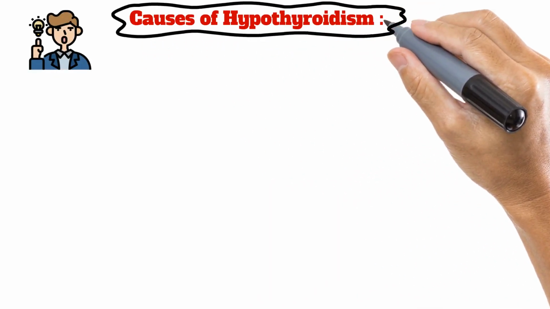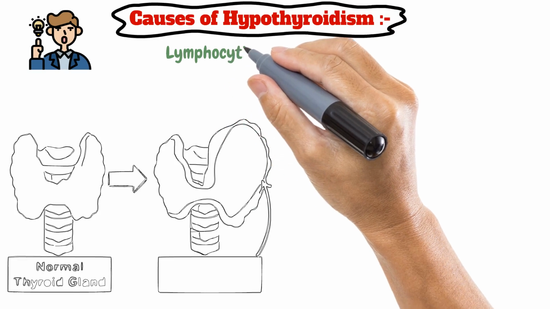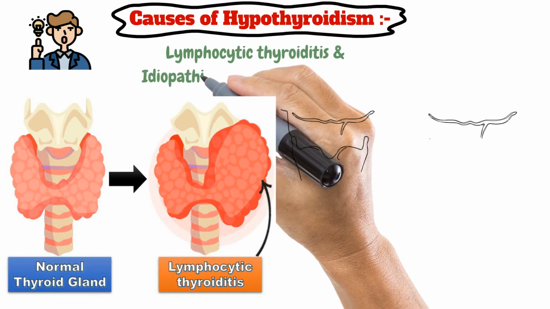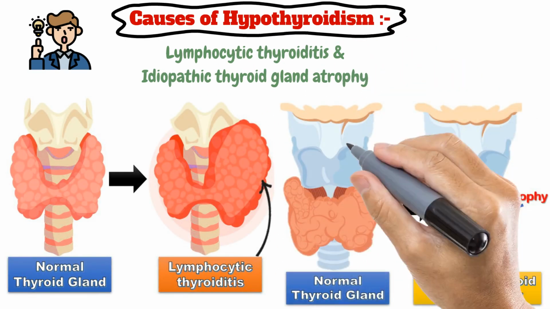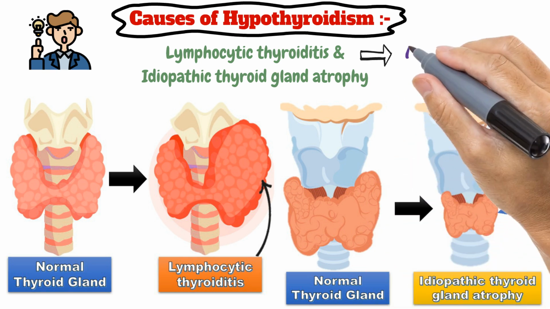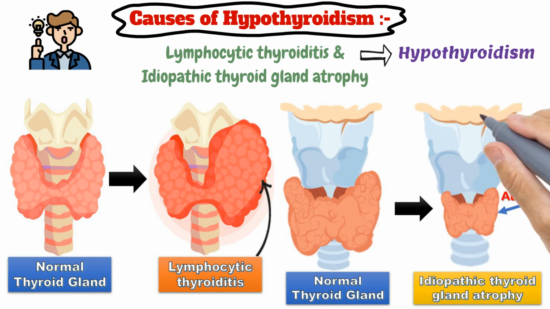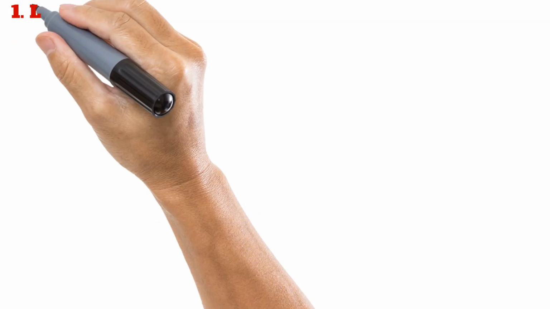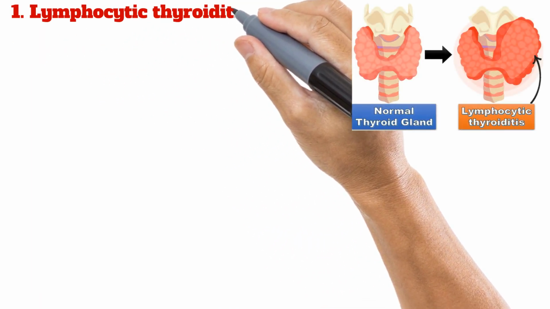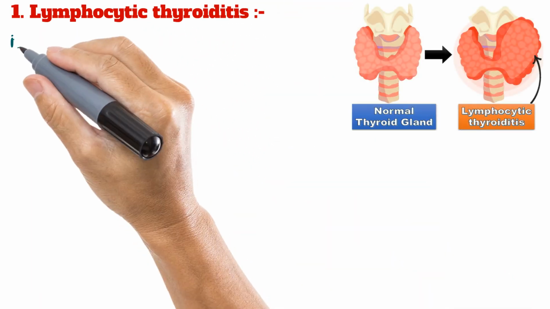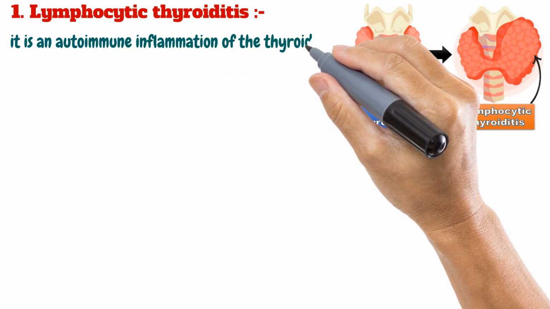Now, let's understand the causes that lead to hypothyroidism. Lymphocytic thyroiditis and idiopathic thyroid gland atrophy are the most common etiologies that result in hypothyroidism. In that, first is lymphocytic thyroiditis, meaning it is an autoimmune inflammation of the thyroid gland.